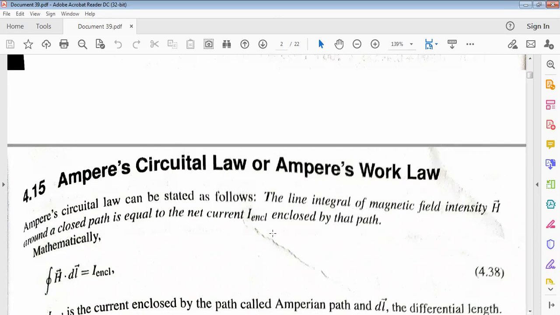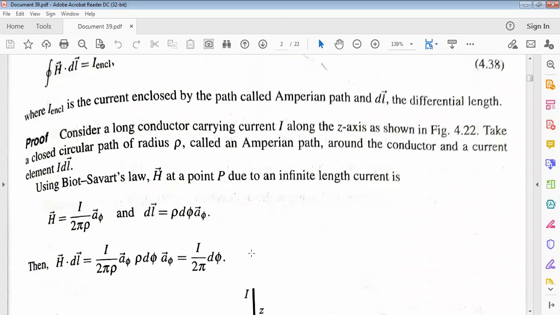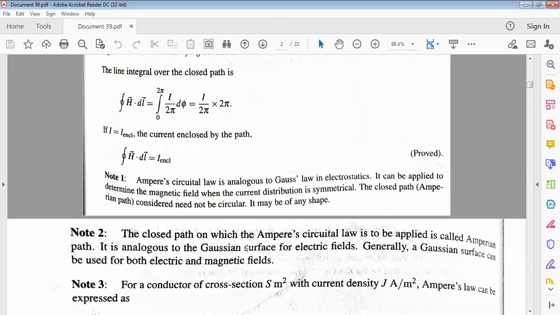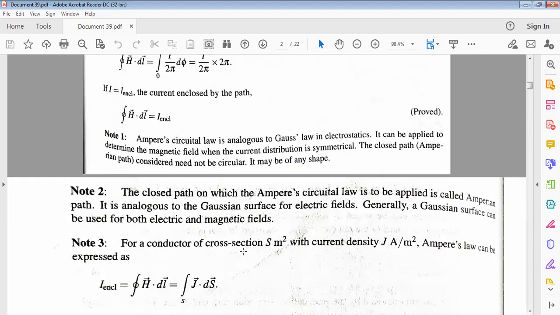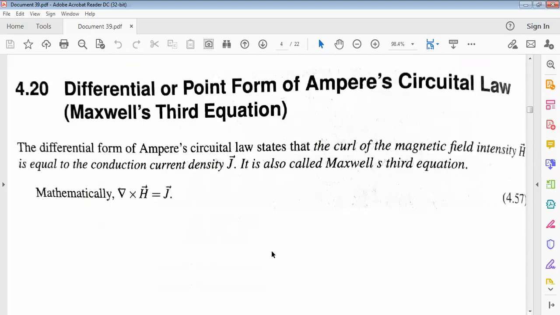The line integral of the magnetic field intensity or magnetic field strength, both are the same, remember that, around a closed path is equal to I enclosed, just like our Gauss law. And this is the proof. And this is the problem associated with Ampere's work law.